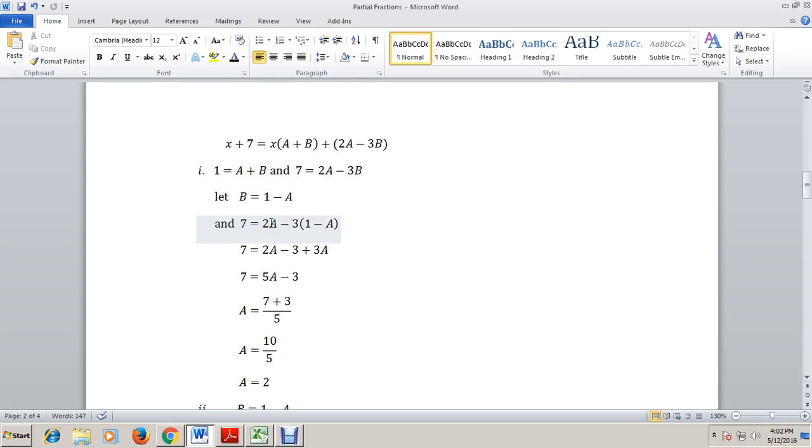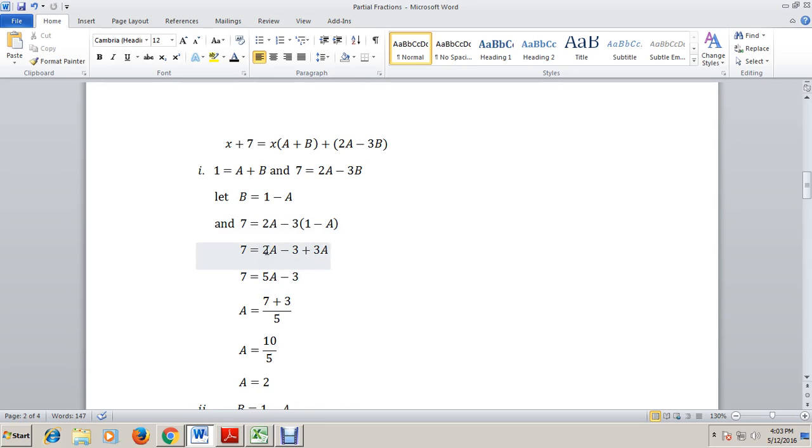So we have 7 is equal to 2a minus 3 times 1 minus a. Simplifying, this would be 7 is equal to 2a, negative 3. Distributing negative 3 to the expression, we have negative 3 plus 3 times a, that gives us 3a.